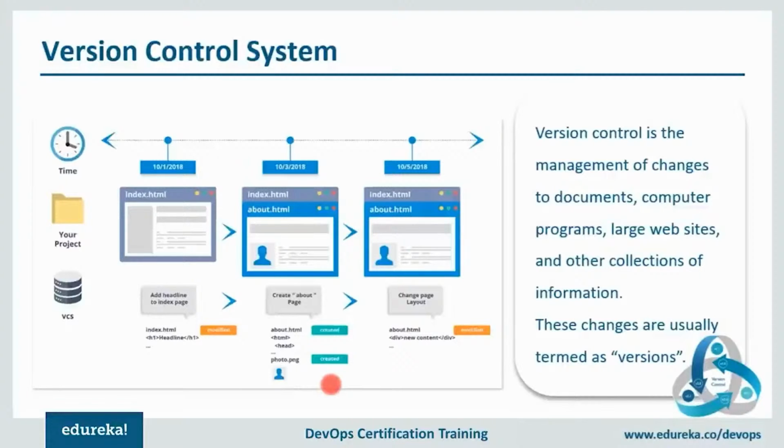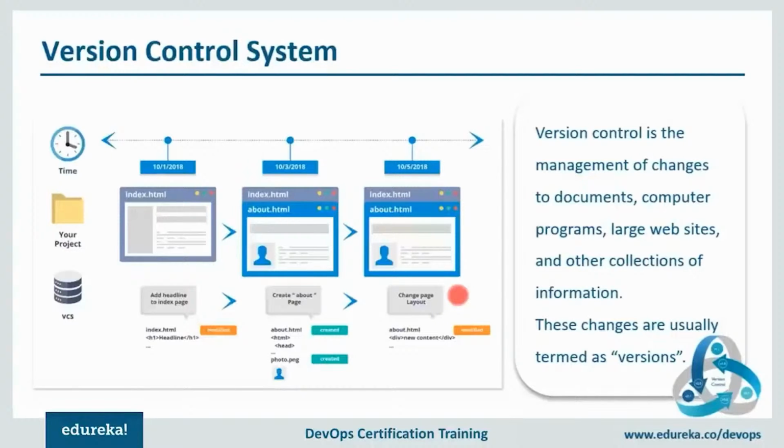So let's say that after a few days, I've changed the entire page layout of about.html. So again, with the version control system, we will detect that some kind of change has happened and that will say that about.html has been modified. And you can consider all these three snapshots as different versions.